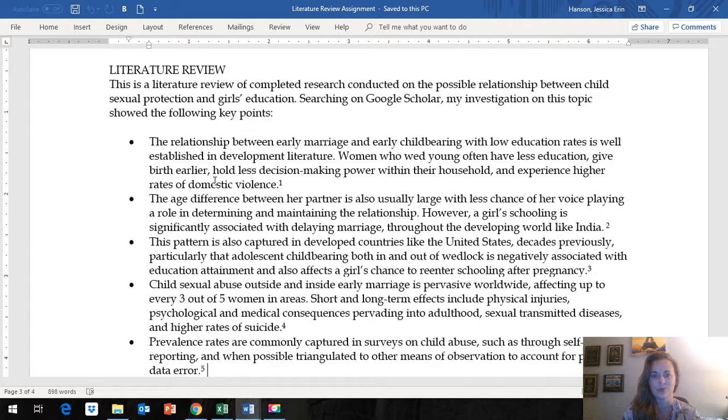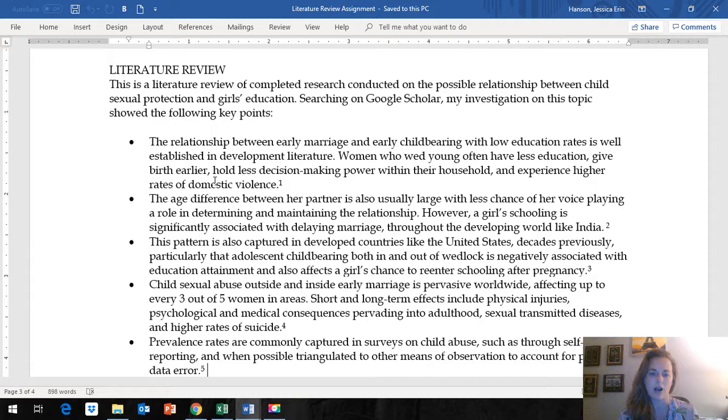And what I want to try to promote through my research is acknowledging that when a girl marries early, it's not very good. So you can, again, see this point. A relationship between early childhood marriage and early childbearing, meaning she's given birth, with low education rates is well established in development literature.